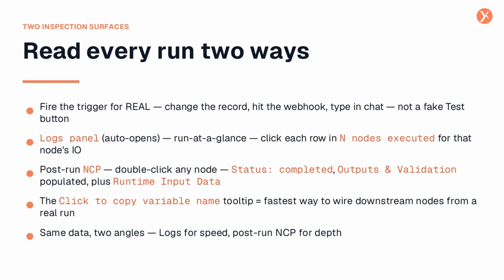To effectively test, always fire the trigger for real, whether it's changing a record or hitting a webhook. The Logs panel automatically opens, providing an at-a-glance view of executed nodes. For deeper inspection, double-click any node to see its post-run status, outputs, and runtime input data. Use the Click to Copy Variable Name tooltip to quickly wire downstream nodes. These two angles offer both speed and depth in your testing.